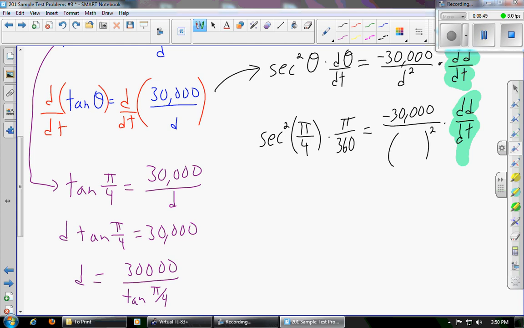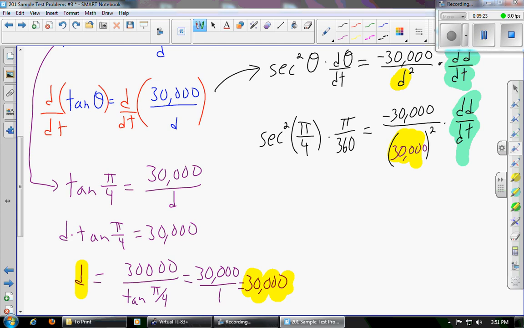The good news is tan of pi over 4 is a nice number. You can use your calculator, but I'm hoping that you can figure this one out without. So pause the video if you want a moment to think about it. But tan of pi over 4 is just 1, so this is really just 30,000. So we get to take 30,000, which we've just figured out is the value of d at this moment in time, and plug it right in there. So in purple, 30,000 goes there.